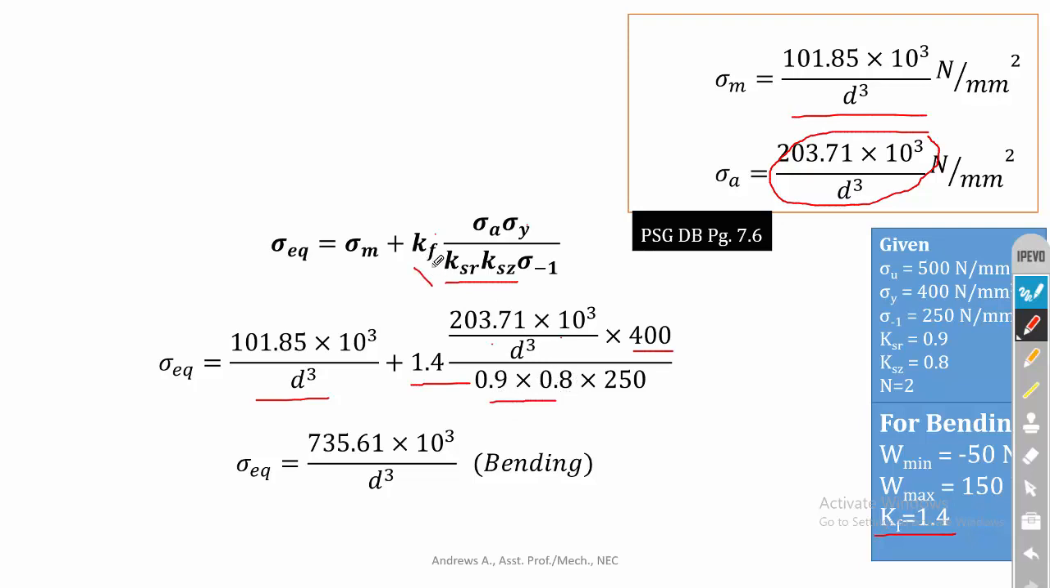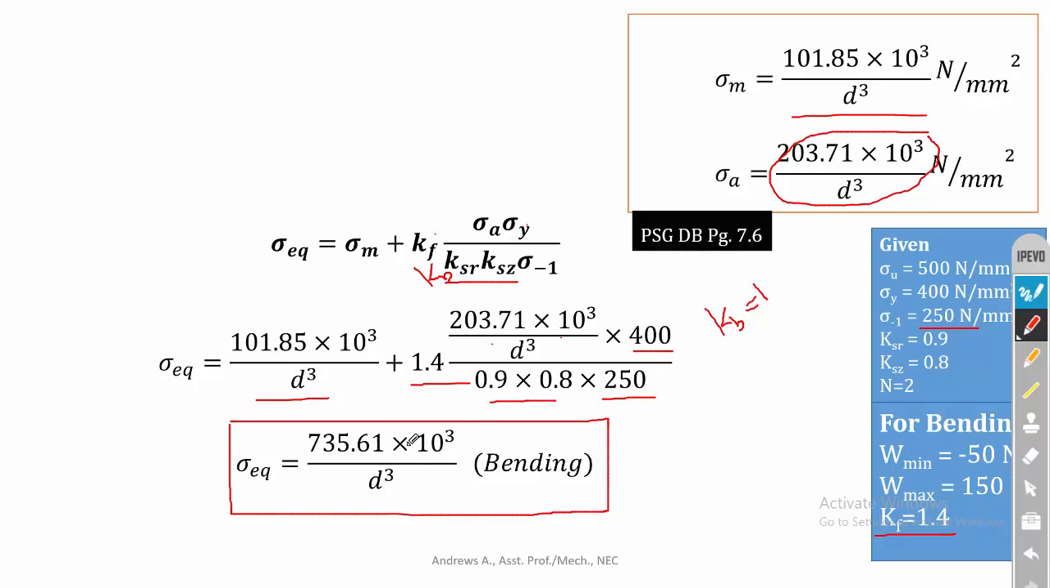Actually KB will be there, the load correction for bending, and we know that KB is equal to 1. The load correction factor for bending is equal to 1, so we can substitute that. And the endurance limit is directly given in the problem, it is 250 Newton per mm square. So by solving everything, finally you will get sigma equivalent is equal to 735.61 into 10 power 3 divided by d cube. So this is for bending.